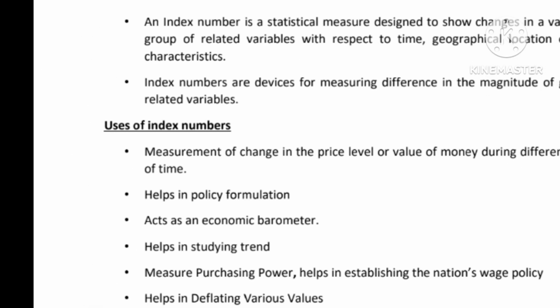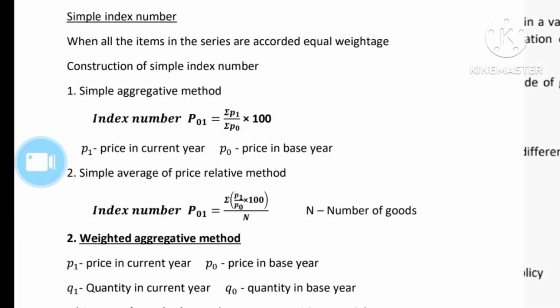Next, the first type of index number is simple index number. Under that, two methods are given: simple aggregative method and simple average of price relative method. Simple aggregative method index number formula: P01 is equal to summation P1 divided by summation P0, where P1 is the price in the current year and P0 is the price in the base year. I will repeat the formula. This is the formula for simple index number under simple aggregative method: index number P01 is equal to summation of P1 divided by summation of P0 into 100. Here P1 is the price in the current year and P0 is the price in the base year.